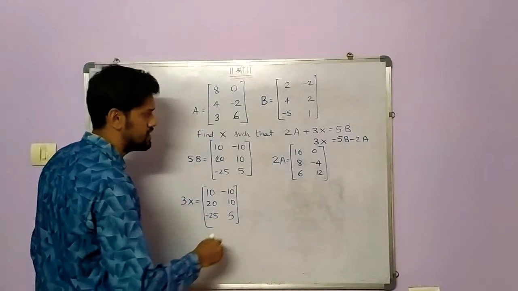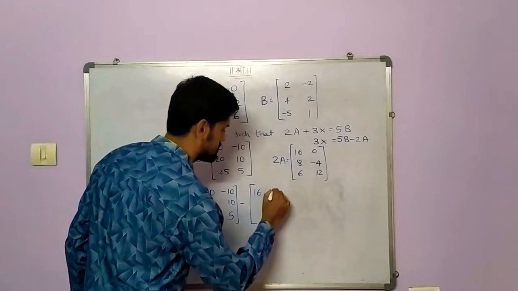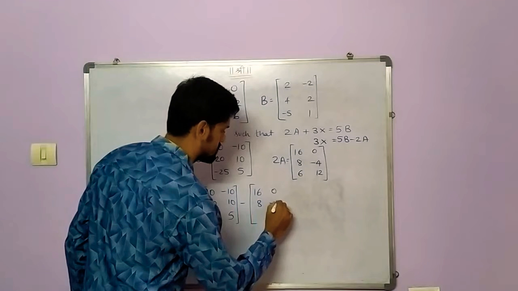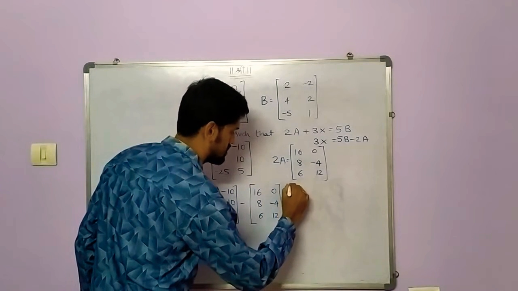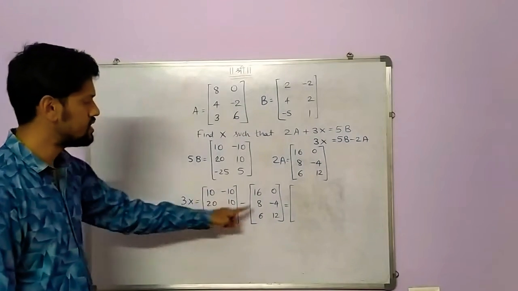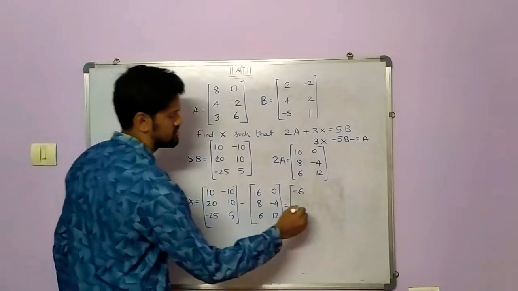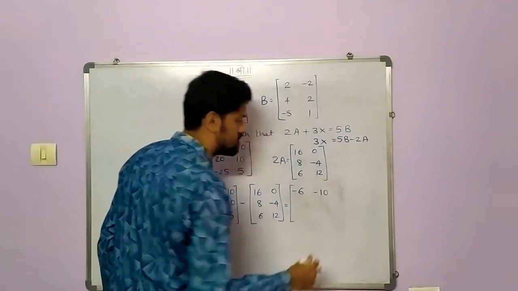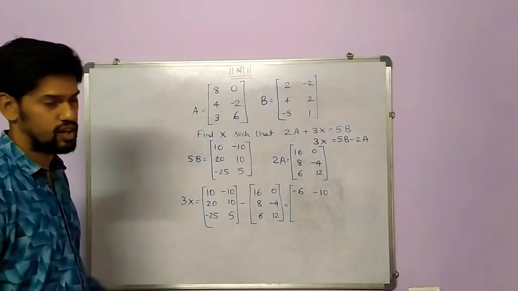This is my 5B minus 2A. This is equal to 10 minus 16 will be minus 6. This will be minus 10. You can pause the video and solve it on yourself. You can cross check with your answers later.